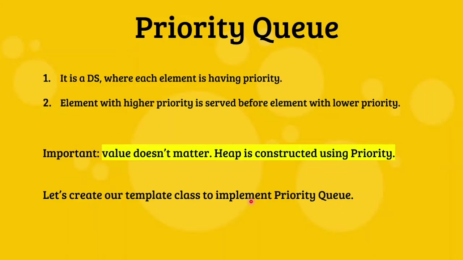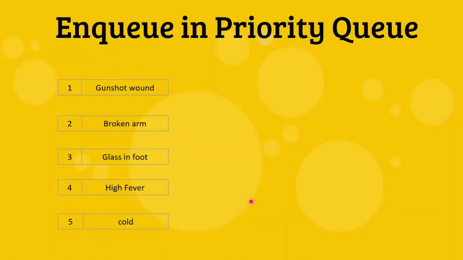So let's begin. Suppose you are waiting in a hospital with high fever and someone comes with a gunshot wound. At that time, that person will have higher priority over you, so that person will go first in the queue. Then the broken arm, then the glass in the foot, and then the high fever. In this way, the priority changes. The element having higher priority will always come first in the queue.